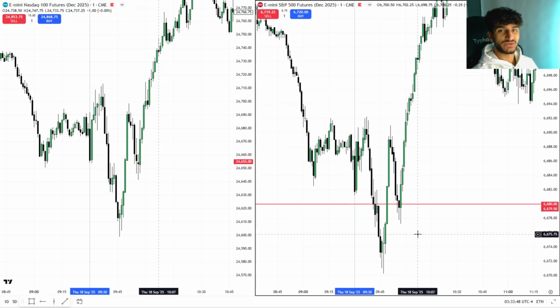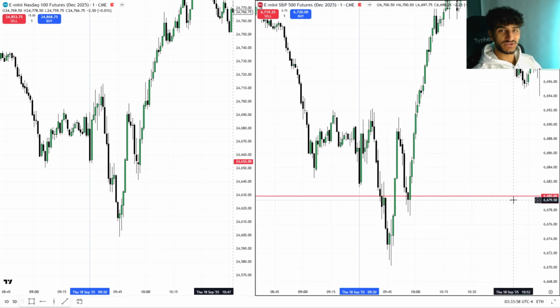So the first thing that I'm always going to be looking for before even looking for a trade is a sweep of liquidity. Preferably, I want to see a previous session high or low getting swept, as that results in a higher possibility of the trade working out in our favor.